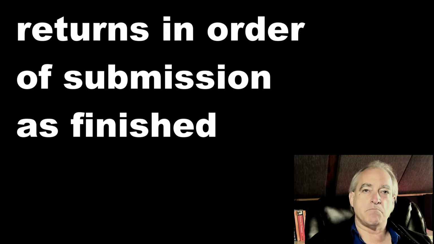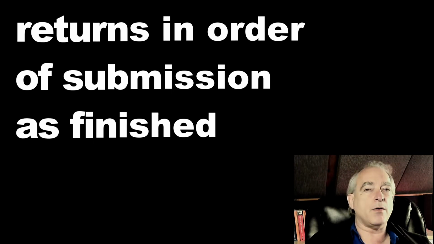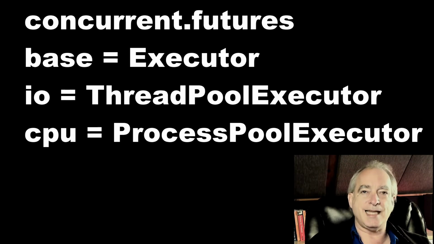So again, if you have a variable time, or maybe the last job doesn't take much time and the first job does, there are other ways to do this, but we're going to start with the simplest, and that's ThreadPoolExecutor and ProcessPoolExecutor with the map function.